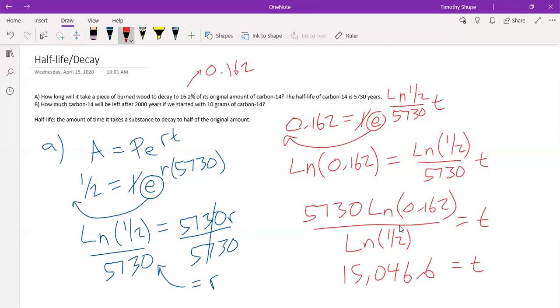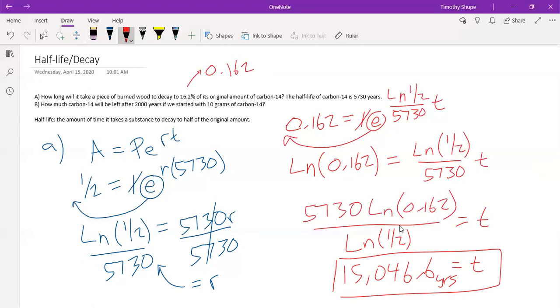At that point, 15,000 years, rounding up or rounding down isn't going to make a huge difference. So it's going to be that many years it will take to get down to 16% of the original. So two-step process there. We first found the rate, and then we found the amount of time that it would take to get to our desired percentage or desired amount of grams.